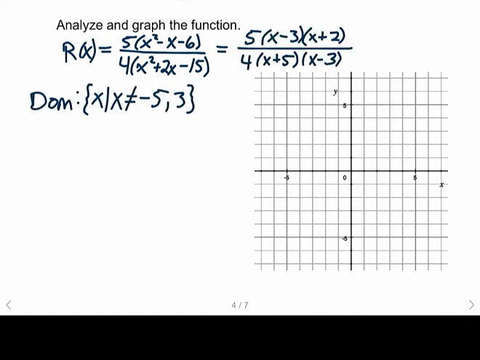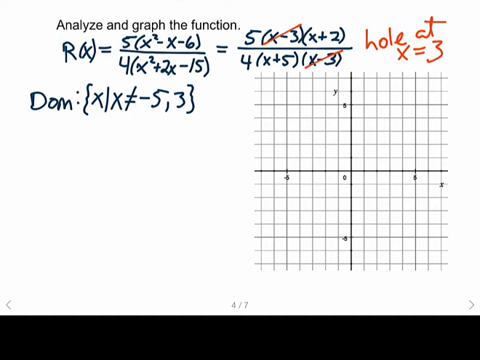Okay, so the numerator factors: 5 times the quantity of x minus 3 times x plus 2. The denominator: 4 times the quantity of x plus 5 times x minus 3. That gives us our domain, which is the set of x such that x does not equal negative 5 or 3. But now I notice that there's a factor x minus 3 that divides out in the numerator and denominator. And what that's going to give us is a hole at the point where x is equal to 3. We'll come back to that.